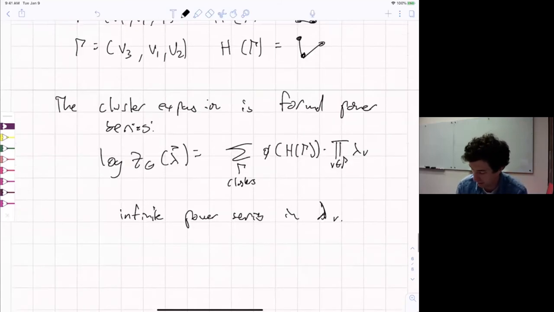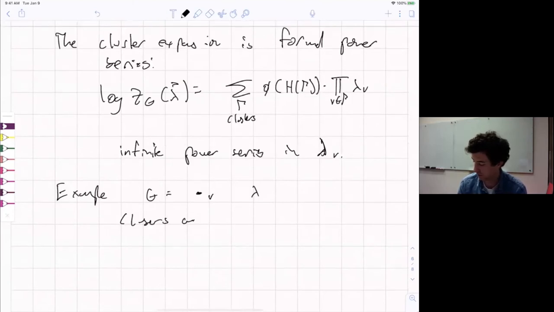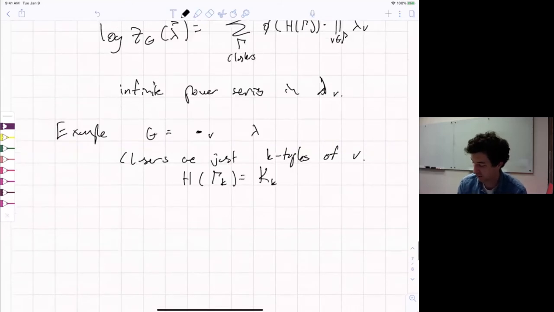Good. So one example, let's say G is just a single vertex V with fugacity lambda. And clusters are just k-tuples, or k copies of V. Let's say gamma_k is k copies of V, and H of gamma_k is the clique on k vertices. So I'll tell you what the Ursell function of the clique is. The Ursell function of the clique is (-1)^(k+1) over k.